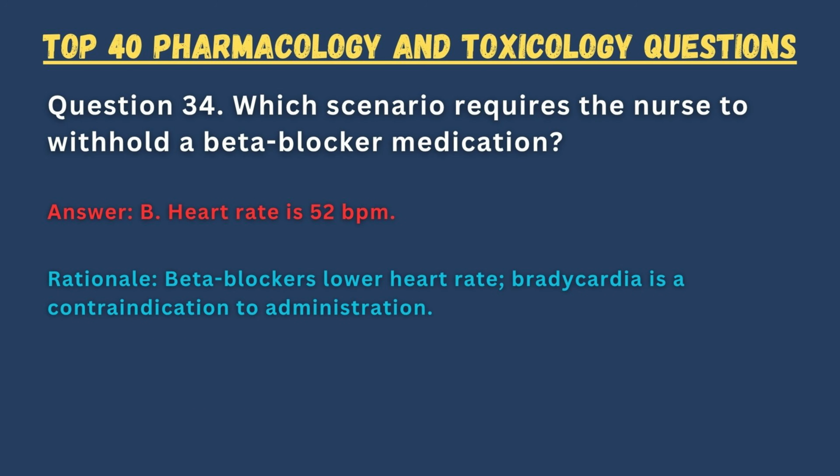Answer. B. Heart rate is 52 beats per minute. Rationale. Beta blockers lower heart rate. Bradycardia is a contraindication to administration.